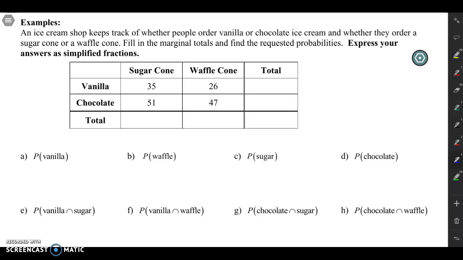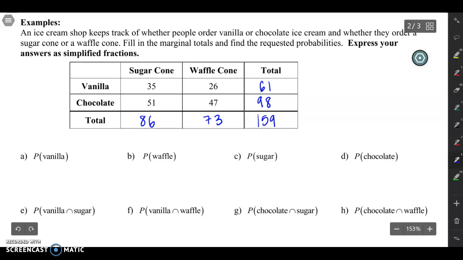I'm going to go ahead and total each of the rows. The vanilla row has a total of 61. The chocolate row has a total of 98. The sugar cone column has a total of 86. And the waffle cone column has a total of 73. Which means that the total number of people's orders that I tracked was 159 people. I kept track of 159 people's orders throughout the day, and this is the data that I gathered.